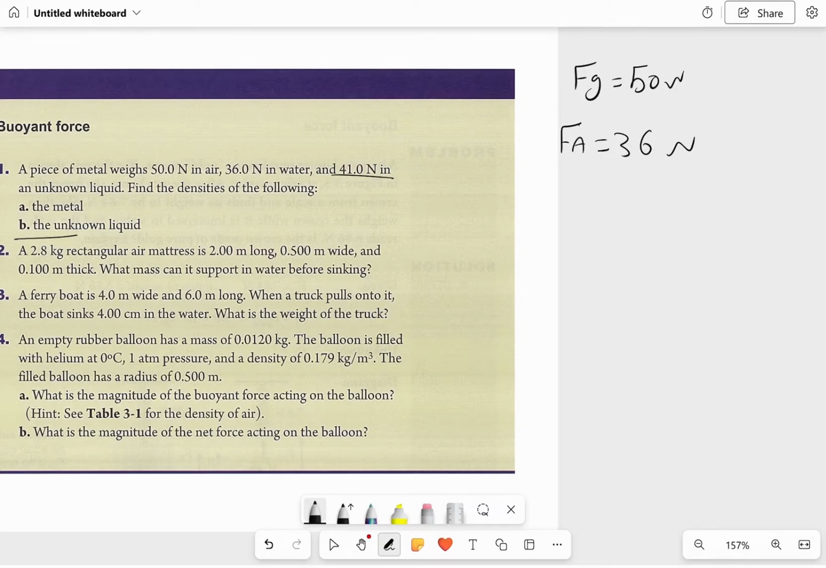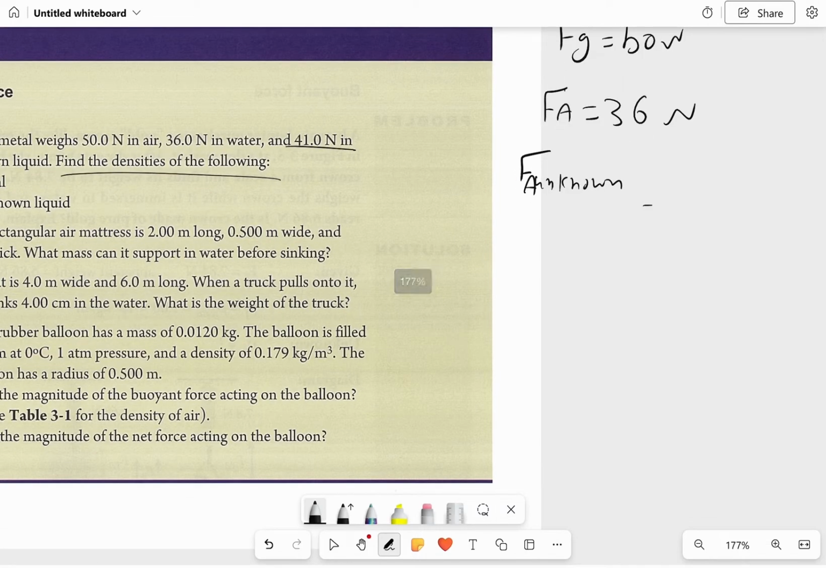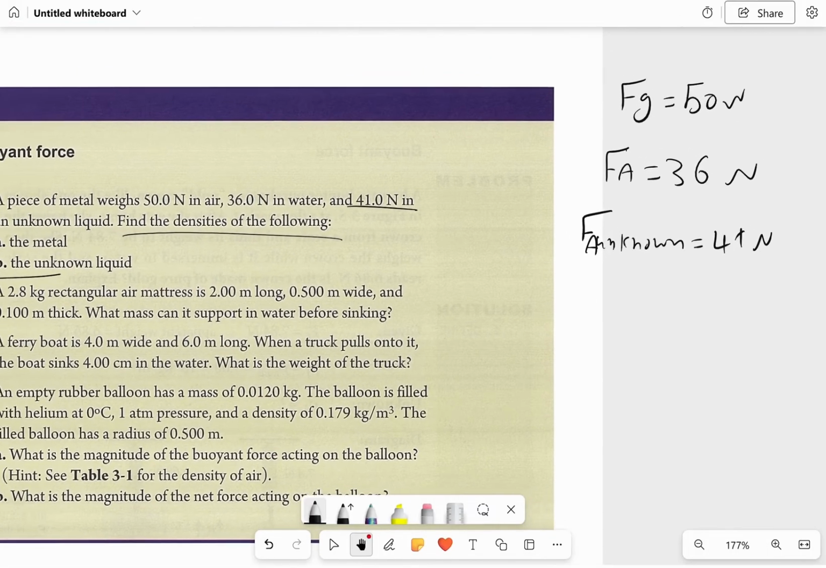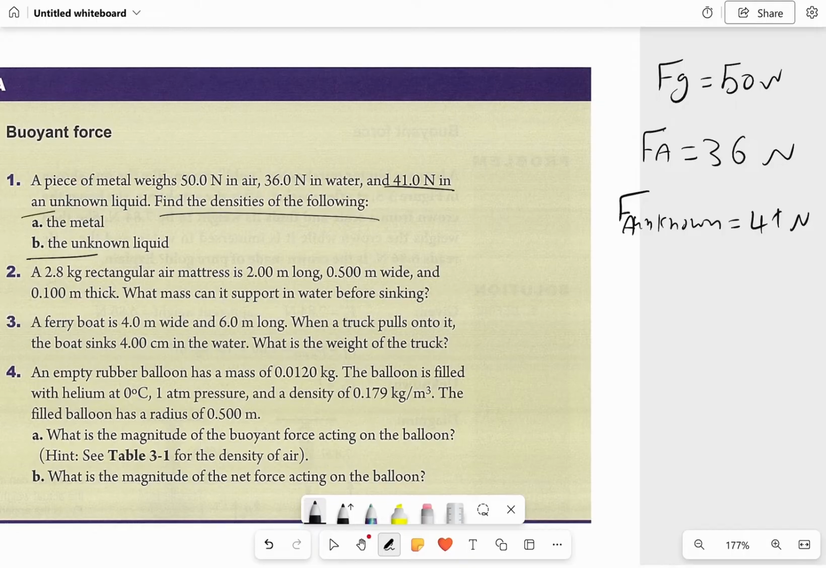Find the densities of the following. It says, find the density of the following. Let's write the F for unknown. So this is what it says in the fluid. This is F apparent, careful, Fa for the unknown liquid is equal to 41 Newton.